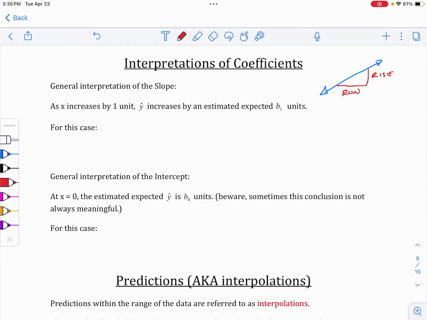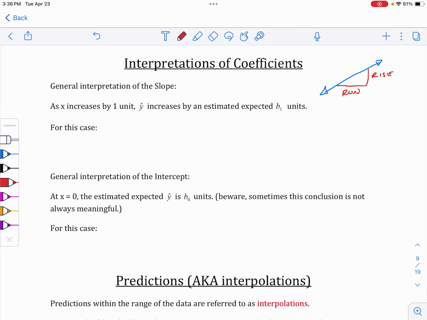As X increases by 1 unit, so as I run 1 unit, Y increases by an estimated expected, that was that proof we did, because that interpretation needs to be here. X increases by an estimated expected rise number of units, and that is what our slope is. So there's the generic interpretation.